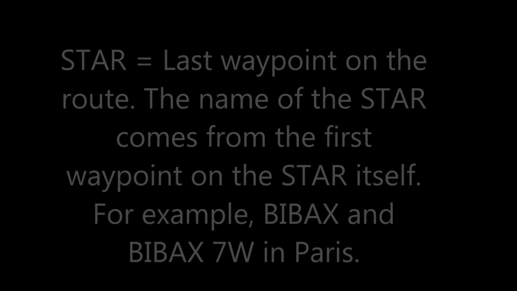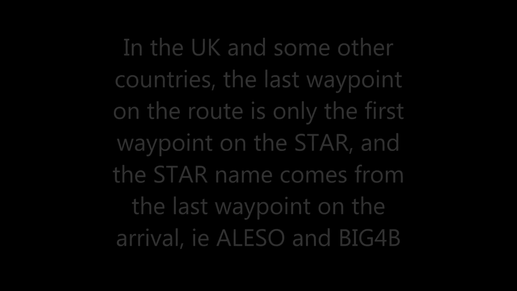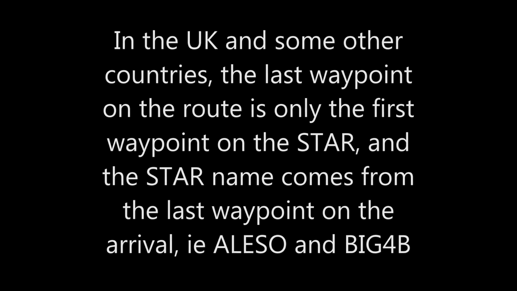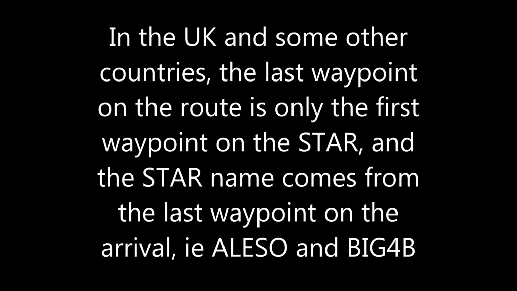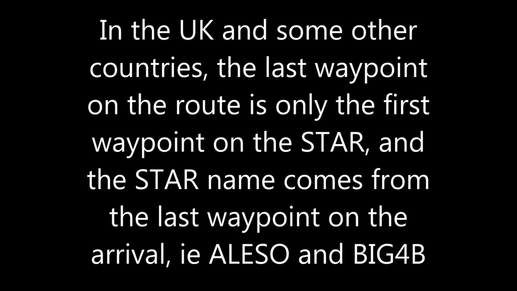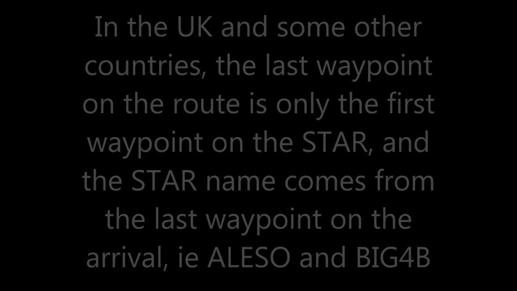However, there can be a few exceptions, for example in the UK and in some other countries, where the last waypoint on the route is only the first waypoint on the star, and the star name comes from the last waypoint on the arrival. So for example Alesso and the Biggin 1 Bravo arrival.